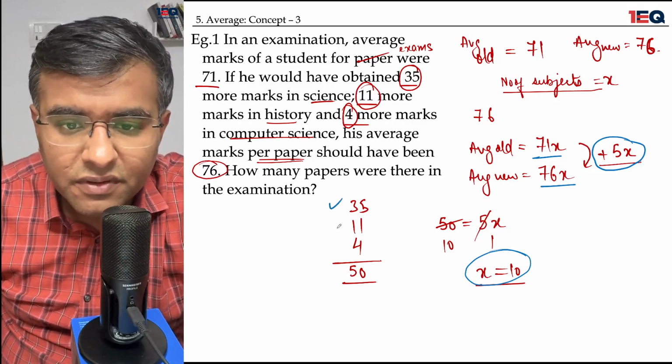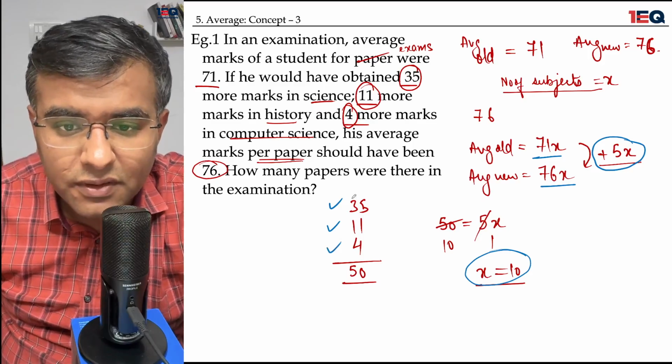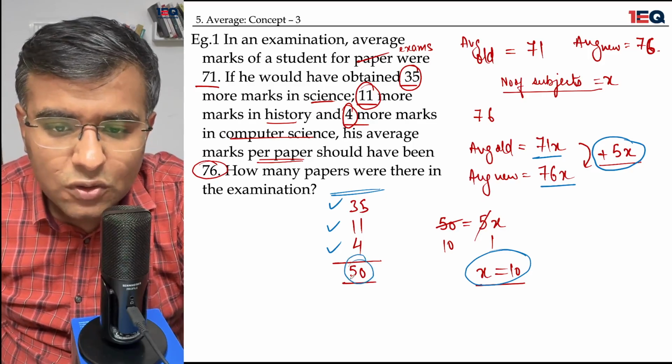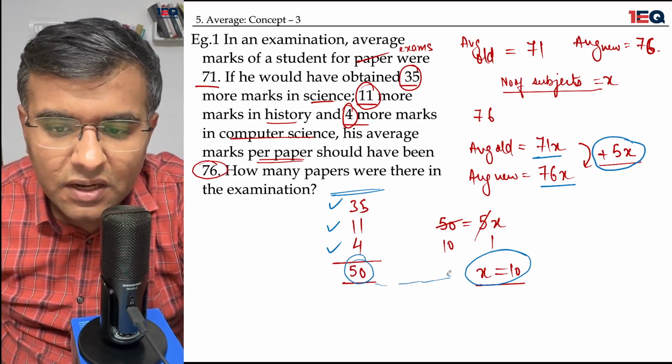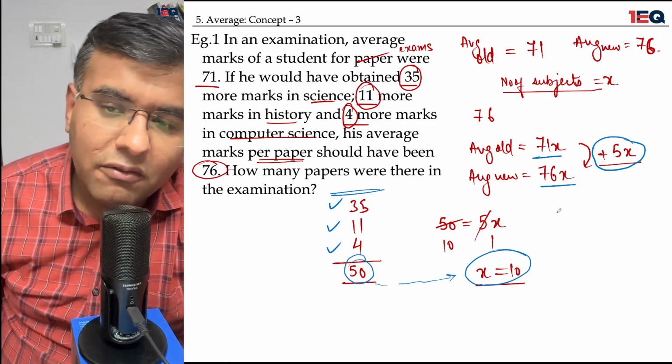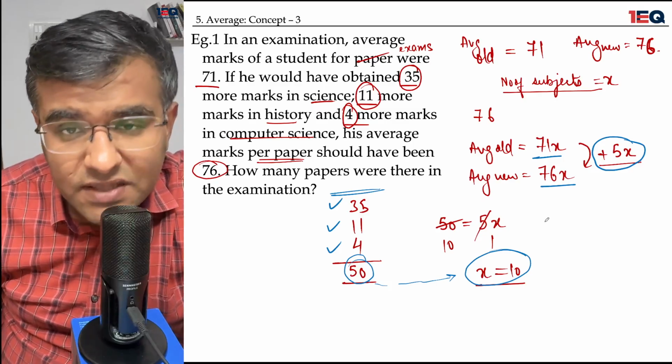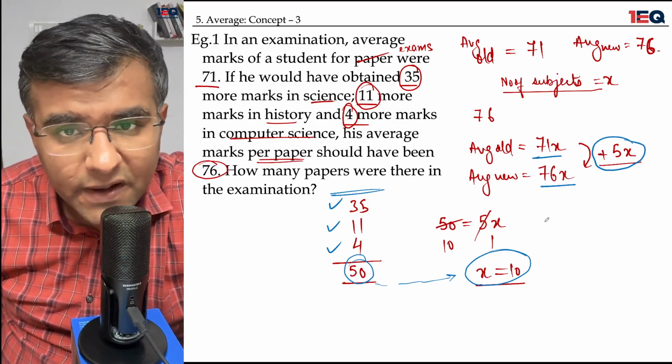The reason for the difference is the wishful thinking of how much more marks could have been scored, which gives you a plus 50, and this plus 50 ultimately leads you to a point where you find out the total number of papers or the total number of subjects, right?